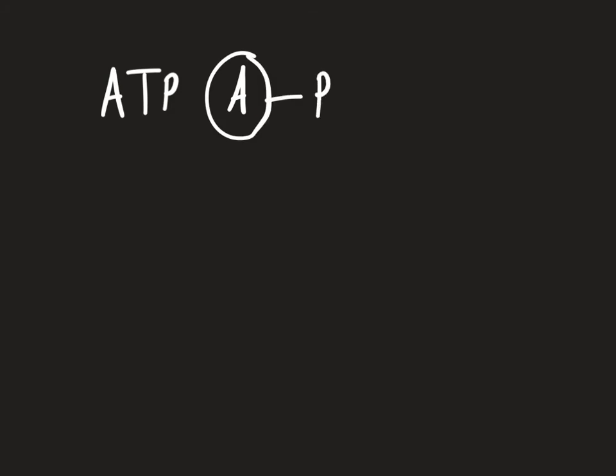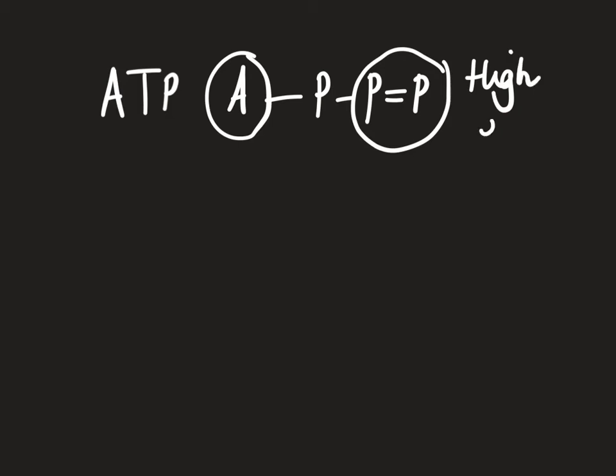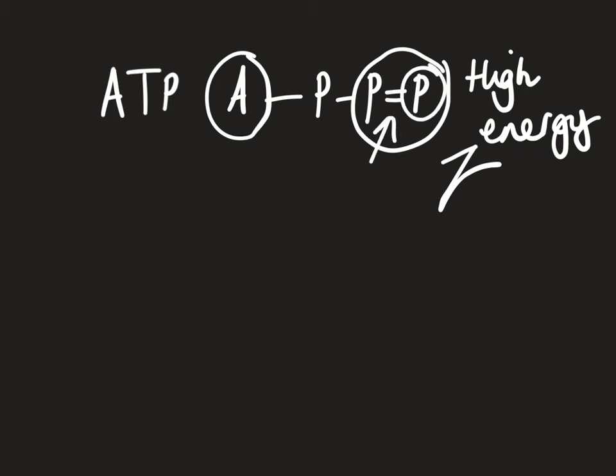So let's recap on what we've learned so far then. We've got adenosine triphosphate, which is 1 adenosine molecule attached to 3 phosphate ions. This last bond is what we call a high energy bond. And this is the bond that when it's broken, we get energy for muscle contraction. So let's look at how this is broken and where this phosphate comes from.